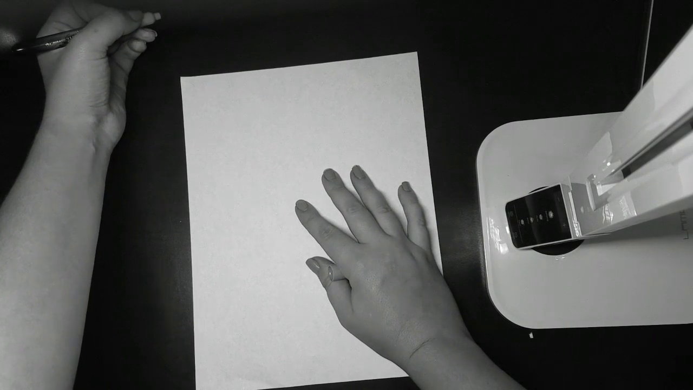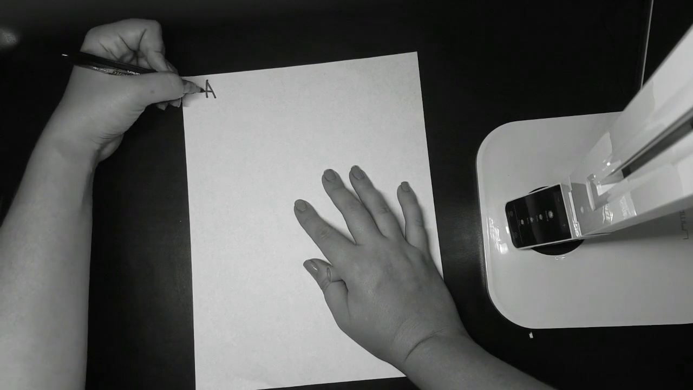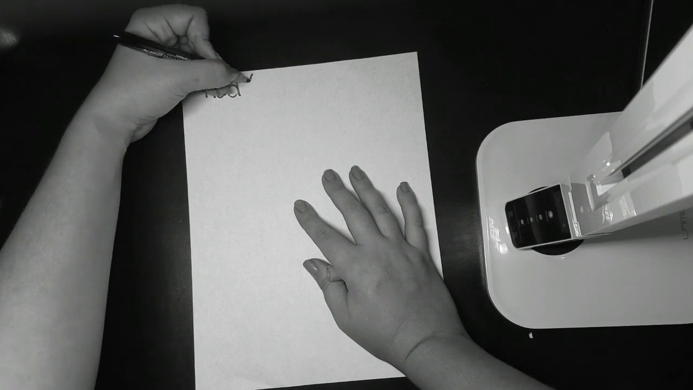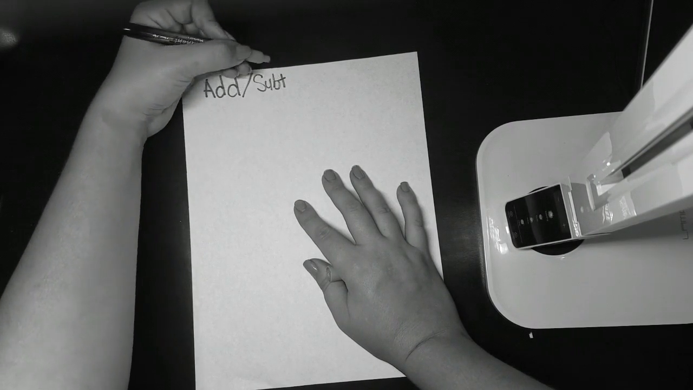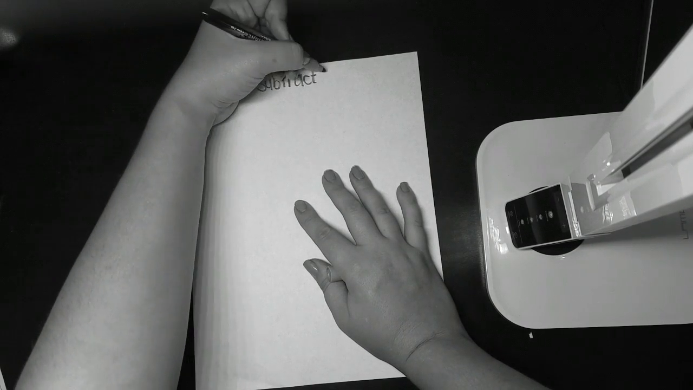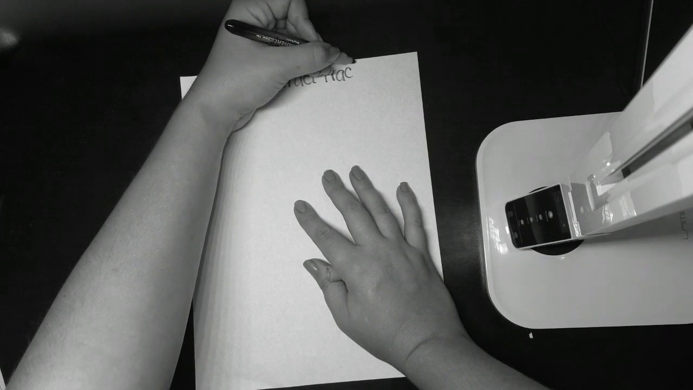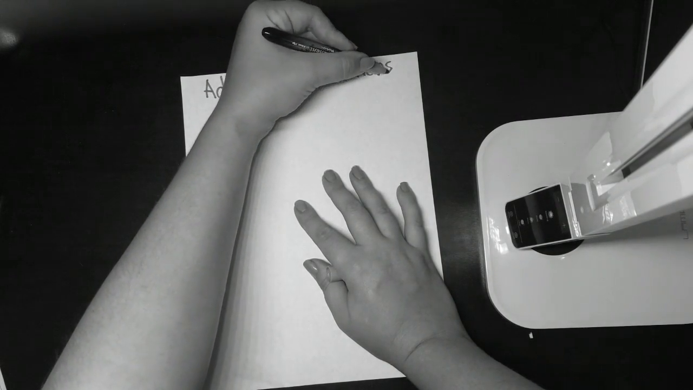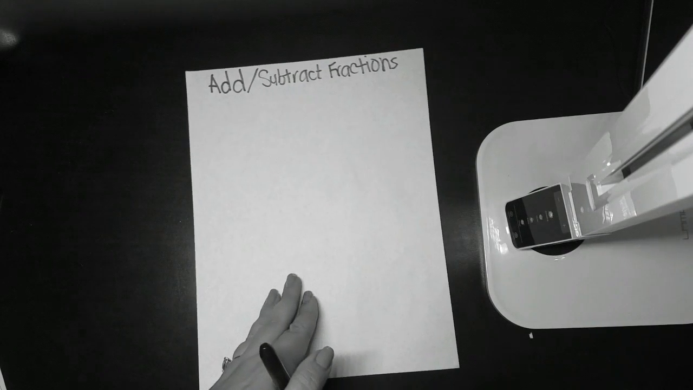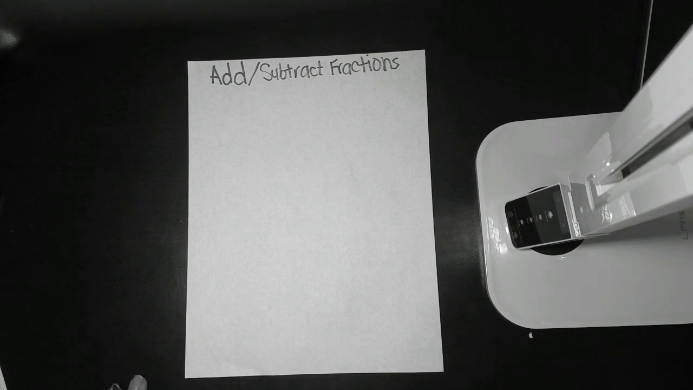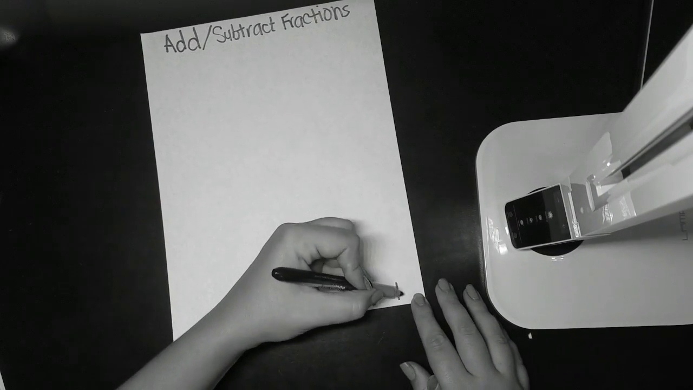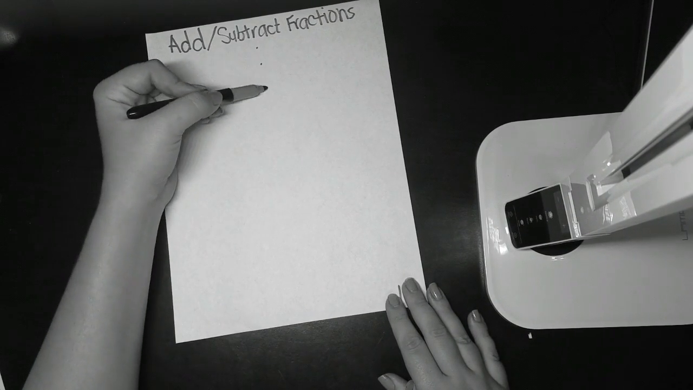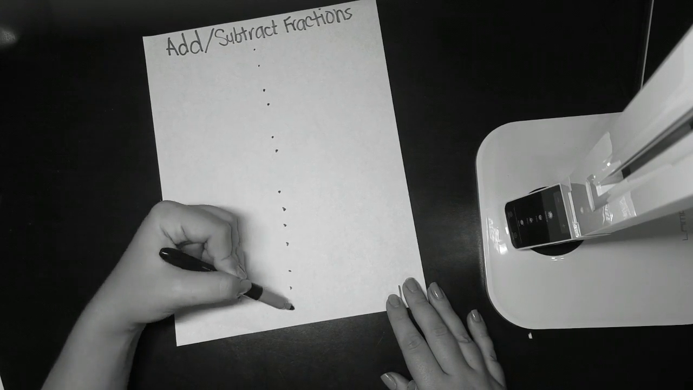And before that on your content page, write add, subtract, fractions, and write page 17. Okay? So page 17. So this would be your usual setup for your notebook.